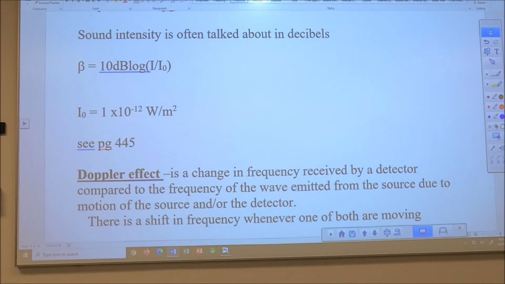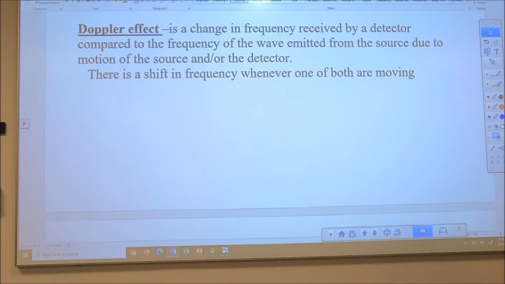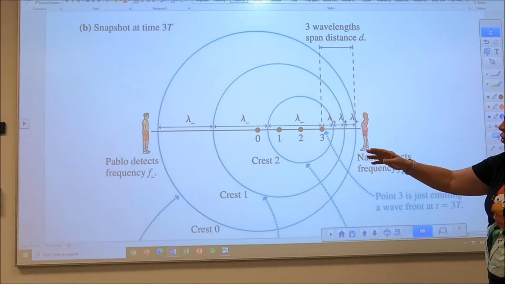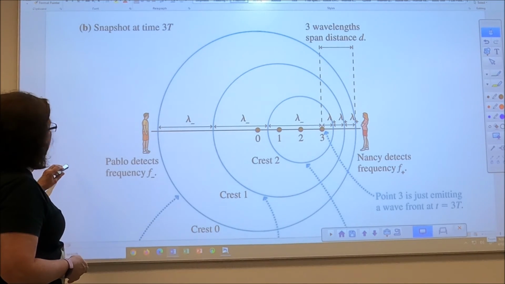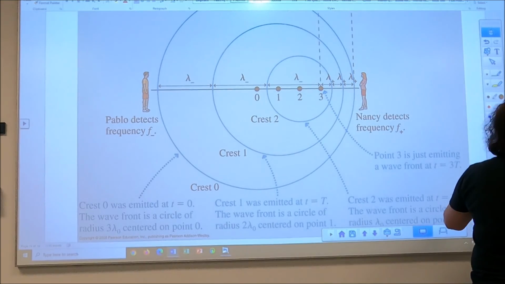All right, now let's talk about the Doppler effect. The Doppler effect is a change in frequency received by a detector compared to the frequency of the wave emitted by the source, due to motion of the source and/or the detector. The shift in frequency happens whenever one or both of them, the detector or the source, are moving. So let's say that I have two people here, Nancy and Pablo, and they're listening to a sound coming from a moving source.